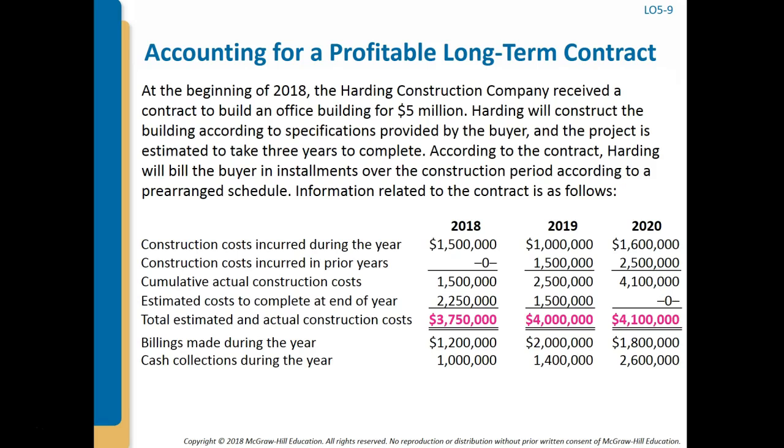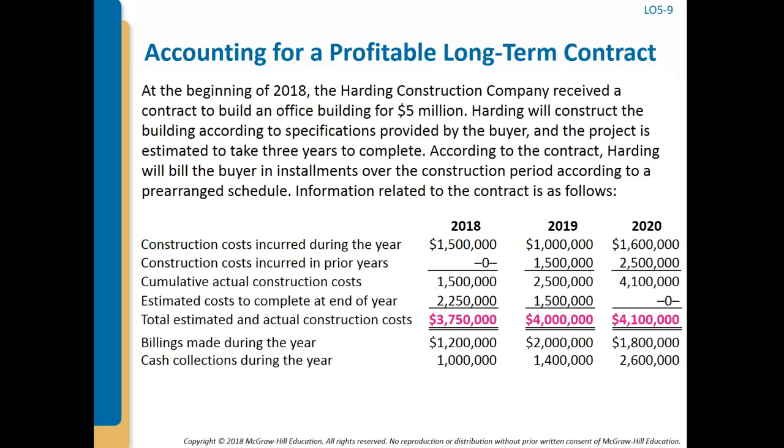At the beginning of 2018, the Harding Construction Company received a contract to build an office building for $5 million. Harding will construct the building according to specifications provided by the buyer, and the project is estimated to take 3 years to complete. According to the contract, Harding will bill the buyer in installments over the construction period according to a prearranged schedule. Information related to the contract is shown here.